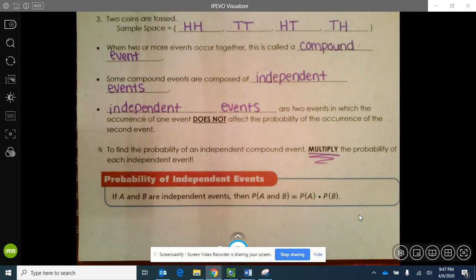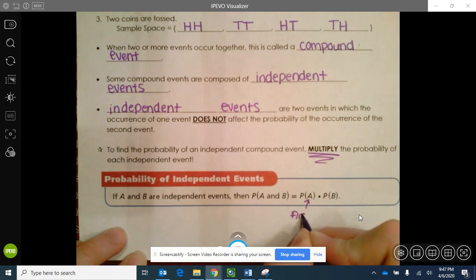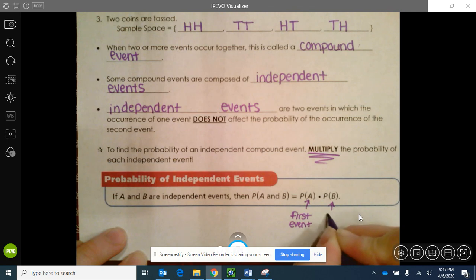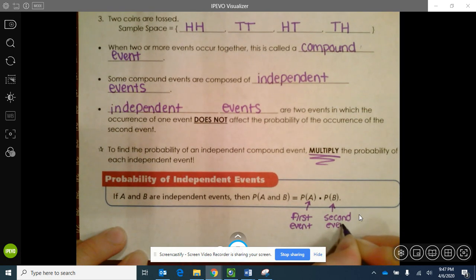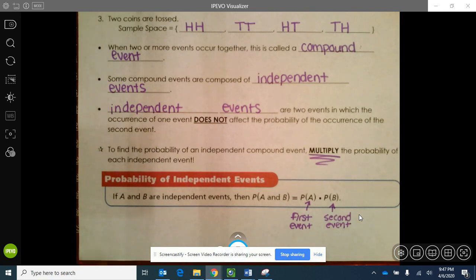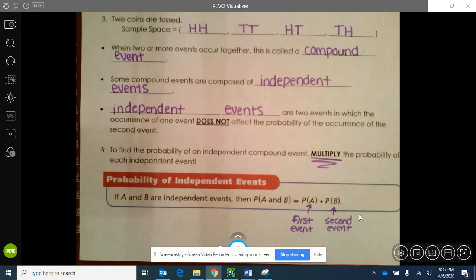So if you have two events and you're looking for both of them to occur, you're going to find the probability of the first event, or event A. So this is the first event. And then you're going to find the probability of the second event. We'll call that event B. And you're just going to multiply them together. So multiply the probability of the first event times the probability of the second event, and that's going to give you the probability of those two events occurring together.